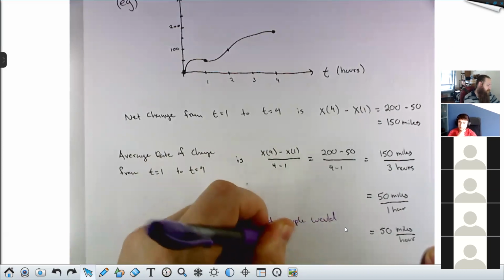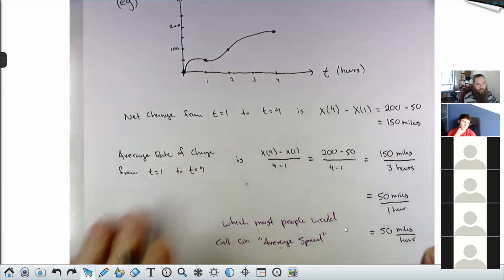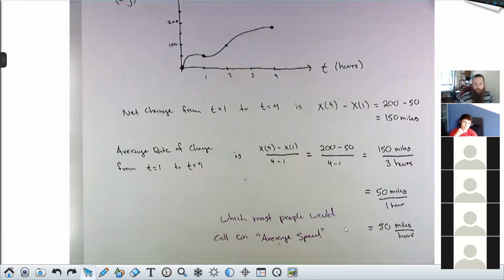average speed. Because, you know, you think of distance over time as speed, miles per hour, meters per second, light years per millennia.